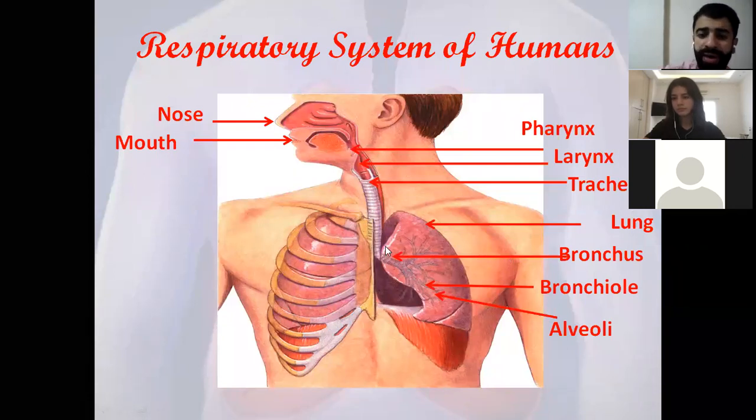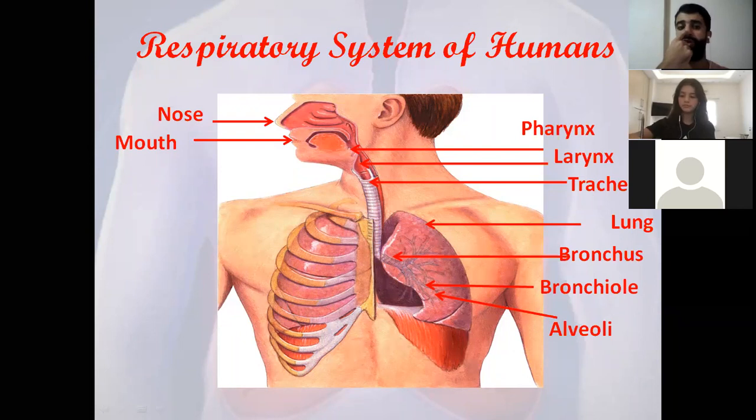Inside the lungs, they are branched into bronchus. And the bronchioles, they are small branches here. They are called bronchioles. Okay, so bronchioles, and the air sacs, the sacs that contain the air found inside the lungs, are called the alveoli. So this is the anatomy of the respiratory system.